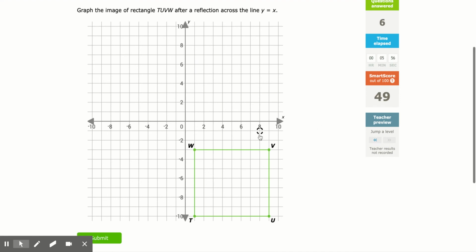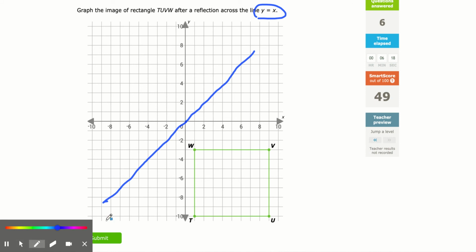Okay, now this will be a hard one. I'm glad we got to this one. Over the line y equals x. The most important thing is realizing that's a diagonal line. Y equals x goes like this. And this is what students struggle with: they imagine a horizontal line. This is not the figure. This is the line I'm reflecting across.